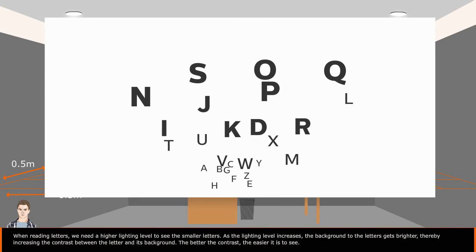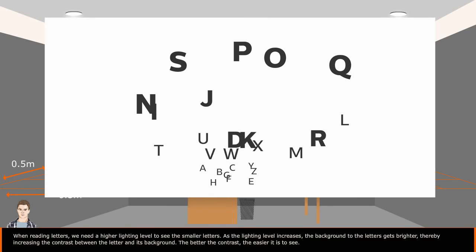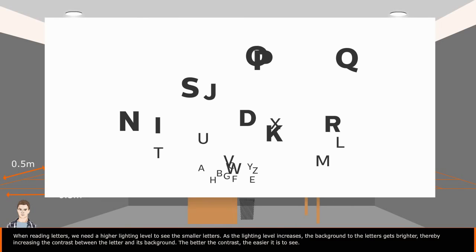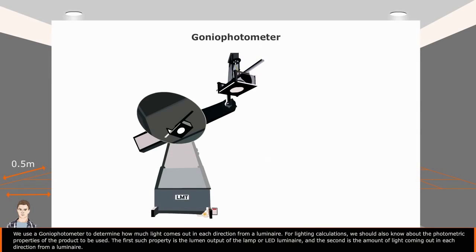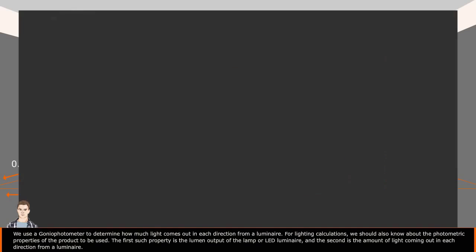When reading letters, we need a higher lighting level to see the smaller letters. As the lighting level increases, the background to the letters gets brighter, thereby increasing the contrast between the letter and its background. The better the contrast, the easier it is to see. We use a gonio photometer to determine how much light comes out in each direction from a luminaire. For lighting calculations, we should also know about the photometric properties of the product to be used. The first such property is the lumen output of the lamp or LED luminaire, and the second is the amount of light coming out in each direction from a luminaire.